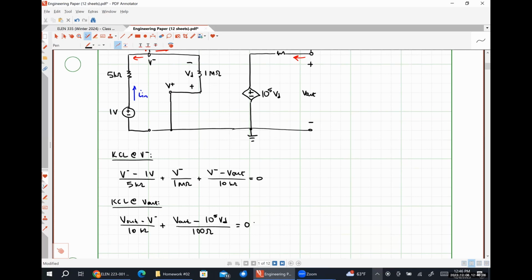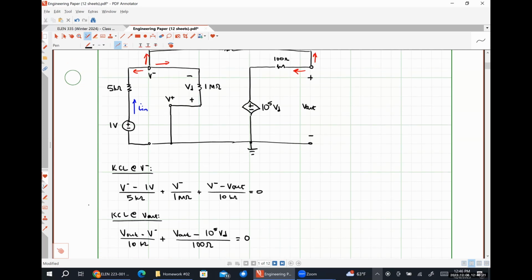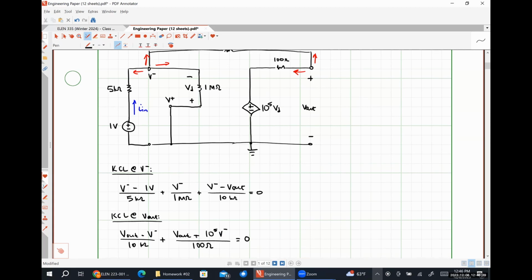Before we throw this into a calculator or anything, we have one too many unknown quantities. We have 2 equations and 3 unknowns. So V minus is an unknown, V out is an unknown, and VD is an unknown. But we should be able to look at our circuit diagram and very easily determine what VD is. So what is VD? Negative V minus. All right. So I'm going to replace this VD with a V minus, change that sign from negative to positive, and now I have a 2-equation, 2 unknown system.